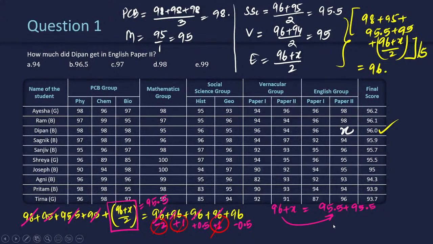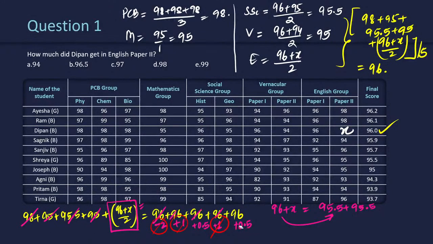So 98 say 96, 95 say 96, 95.5 say 96, and 95 say, oh, sorry. This was plus 0.5, no? Plus 0.5 and plus 0.5, it means it should be one more. One more of 96, as in this should be 98.